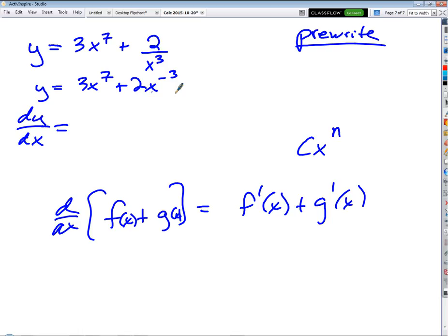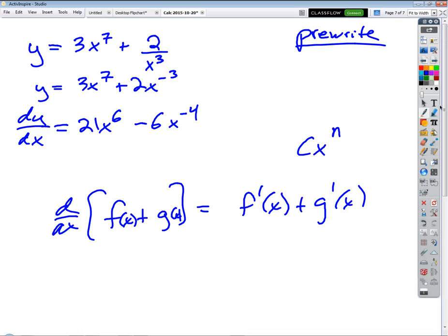So what's my answer going to be? The first term is going to give me what? Okay. Second one is going to give me 4. And I could put the x to the 4th on the bottom if I wanted to, right? Okay.